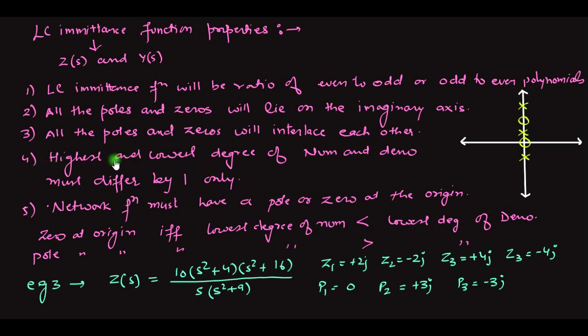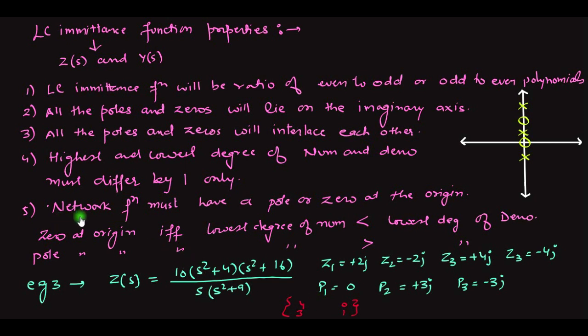Condition number 4 says the highest and lowest degrees of the numerator and denominator must differ by 1. In the numerator, the highest degree is 4 and the lowest degree is 0. In the denominator, the highest degree is 3 and the lowest degree is 1. So we can see the highest degree differs by 1, as well as the lowest degree differs by 1. So condition number 4 is also verified.